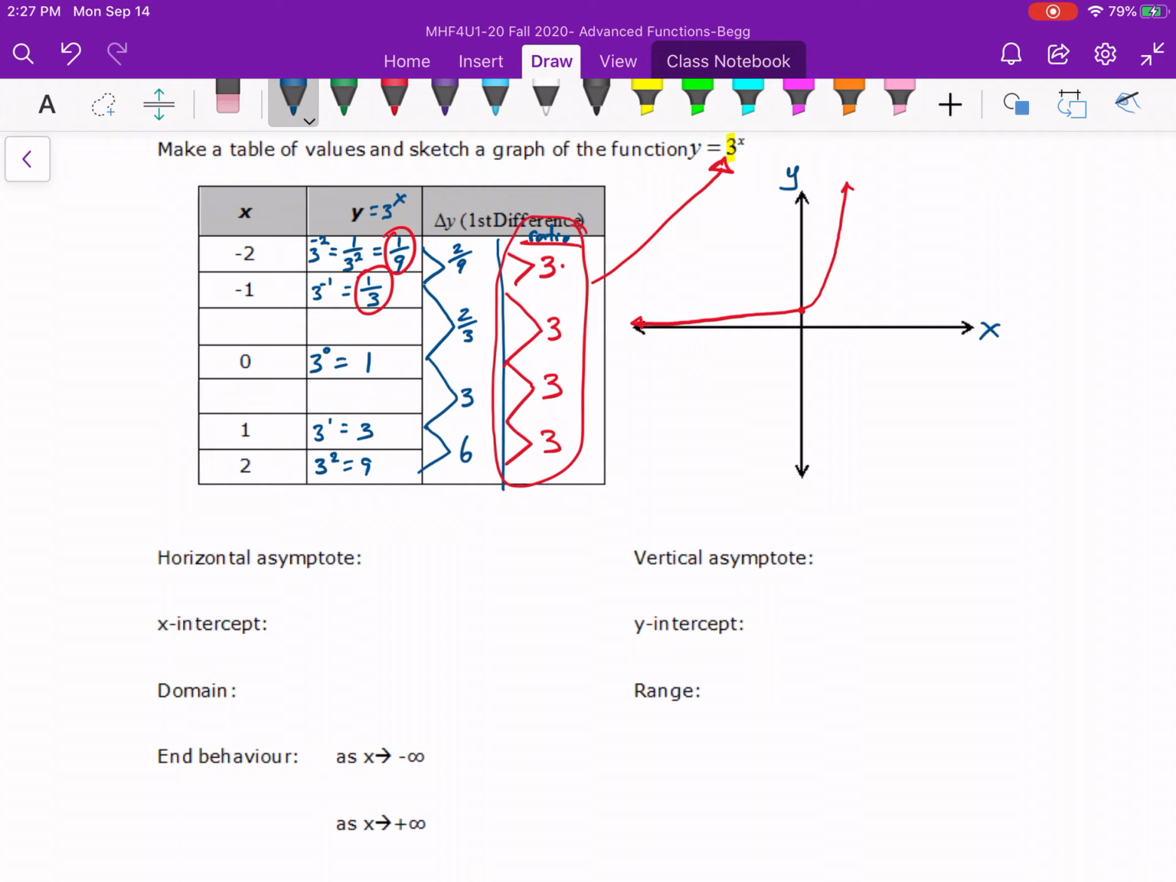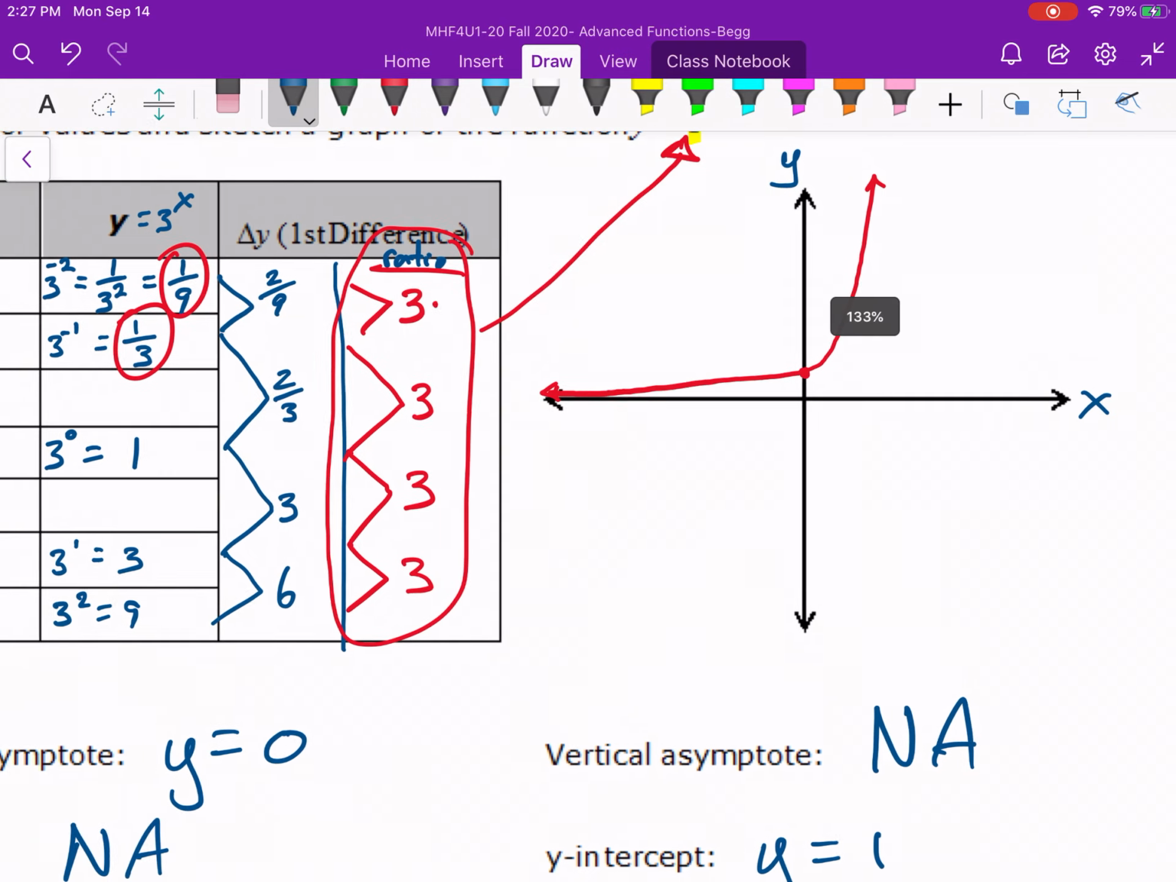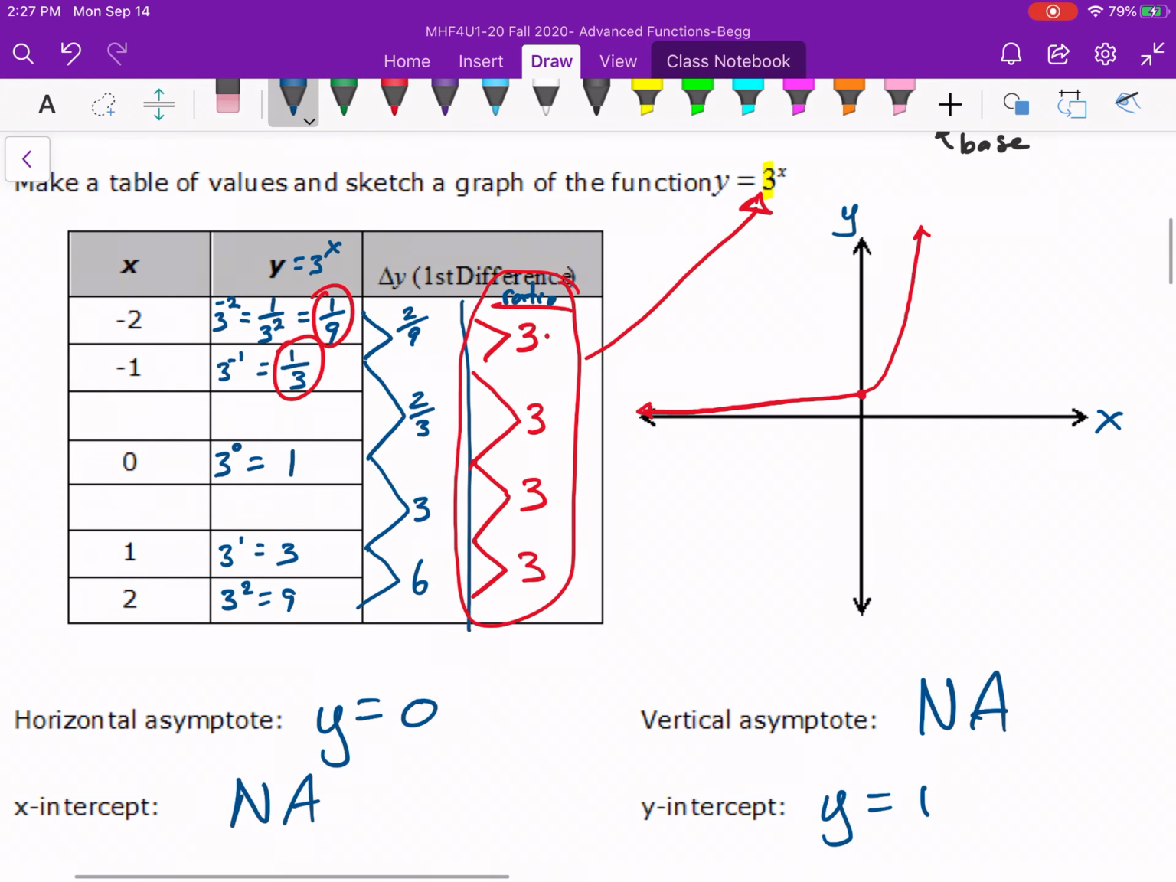Horizontal asymptote, yes, y equals 0, the x-axis. Vertical asymptote, none, not applicable. X-intercept, there isn't one. If it never touches the x-axis, then there can't be an x-intercept. Y-intercept, yes, y equals 1. And that's because for the y-intercept, we have to let x equal 0, right? Wherever the y-intercept happens to be, it's got to be on the y-axis, and any point on the y-axis has an x value of 0.